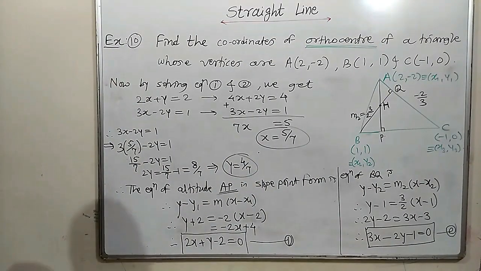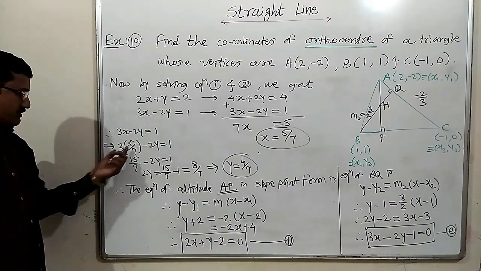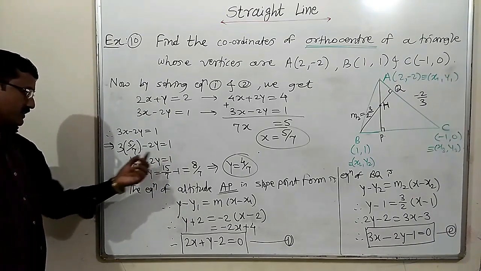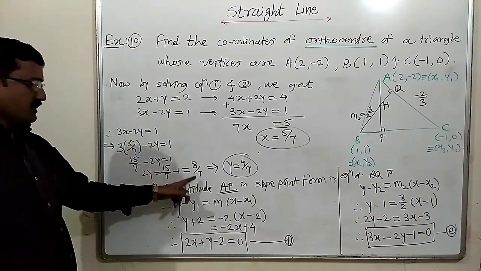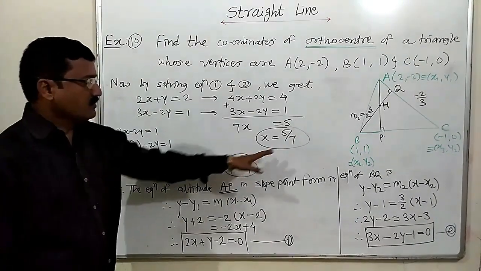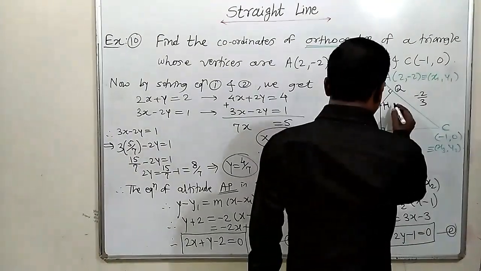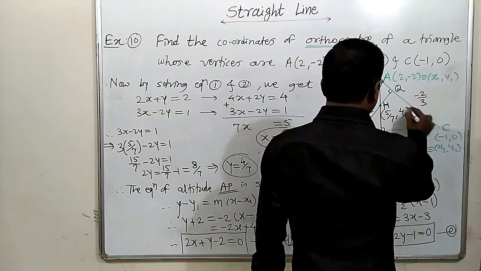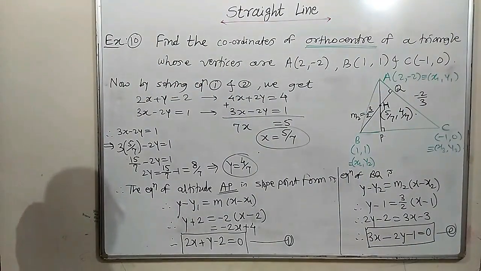Check the calculation. I have used this equation. In this equation, we have put x equal to 5 by 7, so it becomes 15 by 7. Taking 2y to the right becomes positive. Taking this 1 to the left becomes 15 by 7 minus 1, that is 8 by 7. So 2y equal to this, y equal to 4 by 7. So the coordinates of orthocenter are 5 by 7 and 4 by 7. So this is the way to find the coordinates of orthocenter.